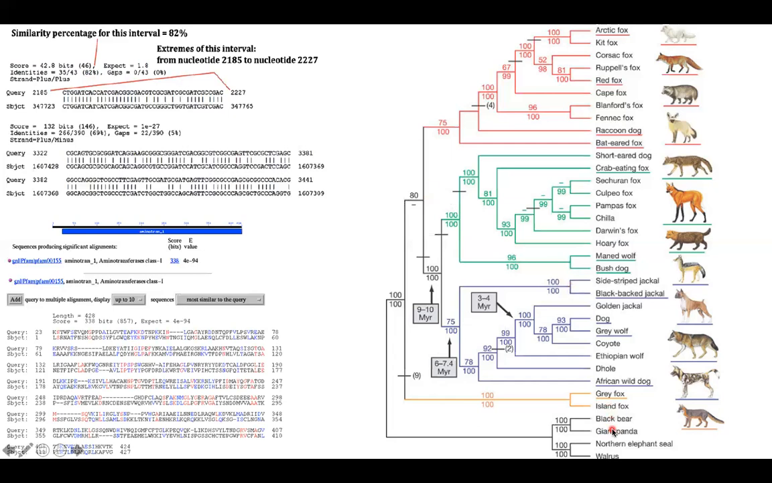Okay, and if we look down here, we can see we've got our red fox, we've got a dog, grey wolves over here, African wild dogs, and then even further back in time, there's a branch to black bears, pandas, walruses. So obviously, many millions of years ago, they would have shared a common ancestor there.